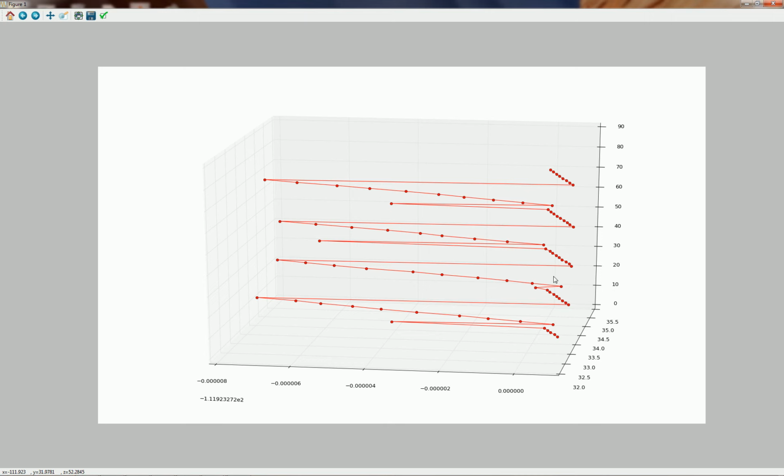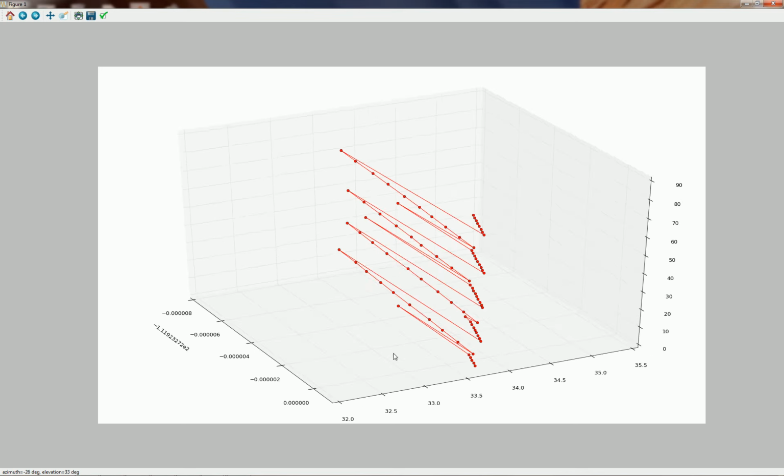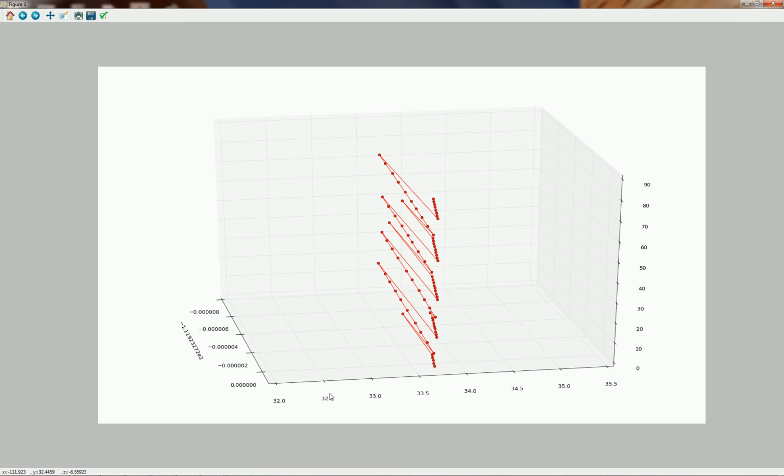So I'm not sure. The next test would probably be to just walk north or something like that, and then see if this pattern is mapped the same across this latitude on this axis right here.